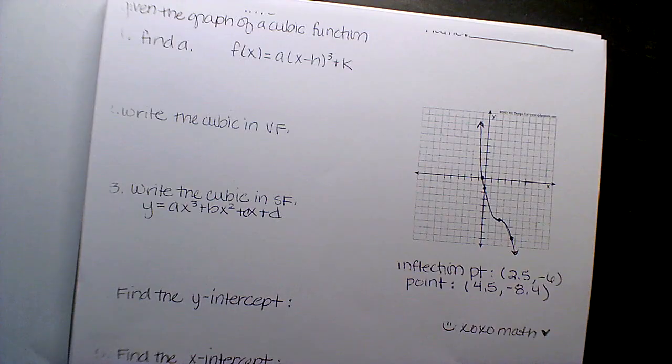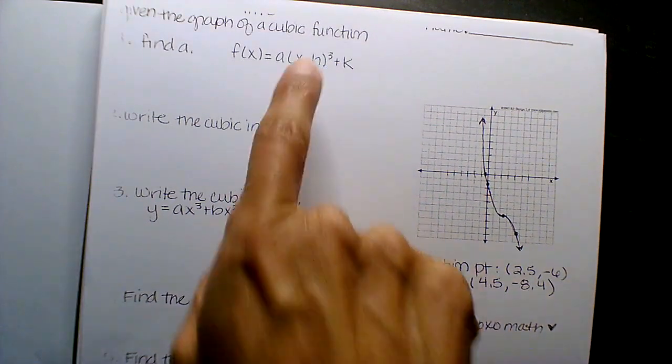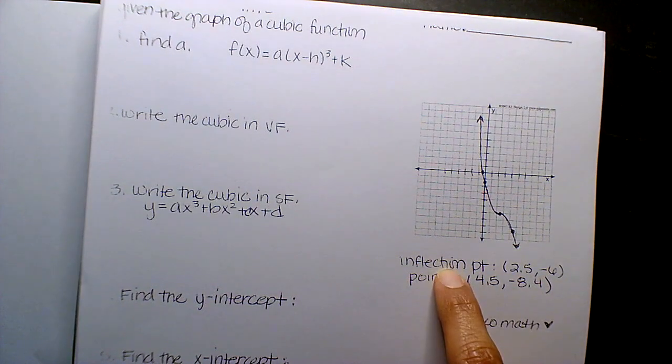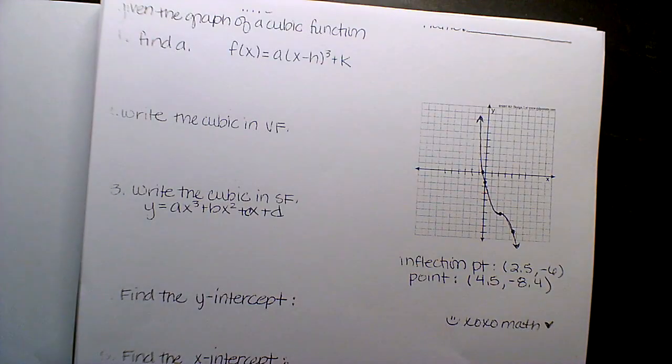Okay, we're doing a cubic function. Notice there's a little 3 there, cubic 3s. When you're on a cubic function, you see an inflection point here, and you're probably like, I don't even know what that is, because we talked about vertices, maximum point, minimum point, but now inflection point.